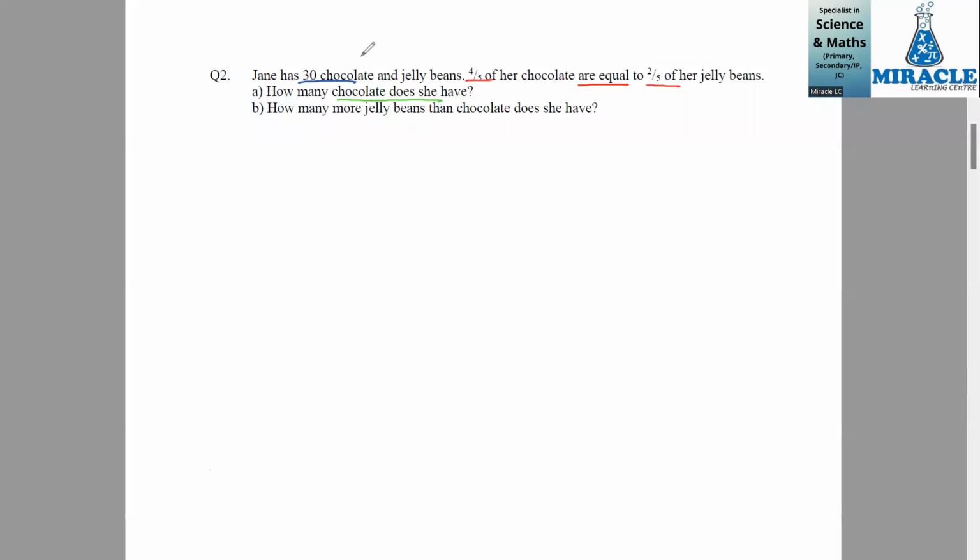So we know that this is an identical fraction question because we are dealing with two fractions that are equal to each other. So let's write this out. We know 4 out of 5 of the chocolates is equal to 2 out of 5 of the jelly beans. So since we are dealing with identical fractions, we need to make the numerators of these two fractions the same so that we can compare their denominators.